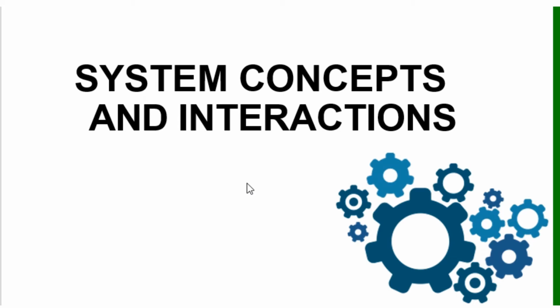Hi everyone, for this session we are going to discuss system concepts and interactions. Basically, we will describe the system interactions. So let's start. The forest ecosystem is an example of a system composed of many interdependent parts. By studying those interdependent parts, we can understand how similar ecosystems might function and why.